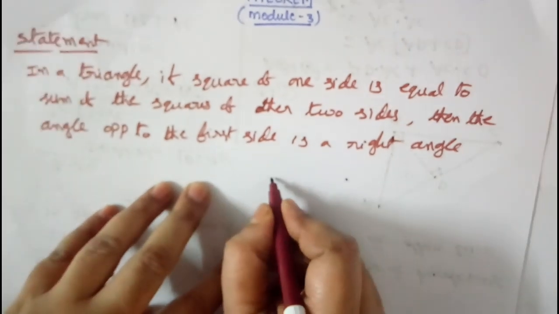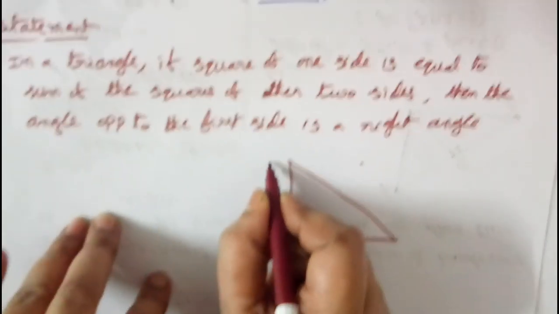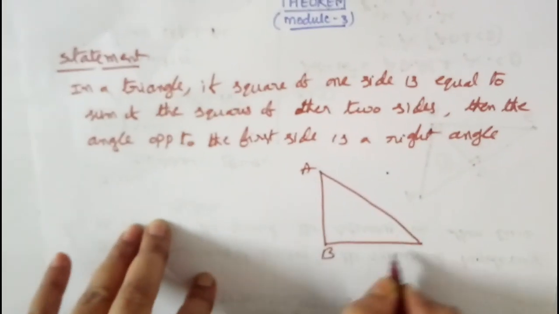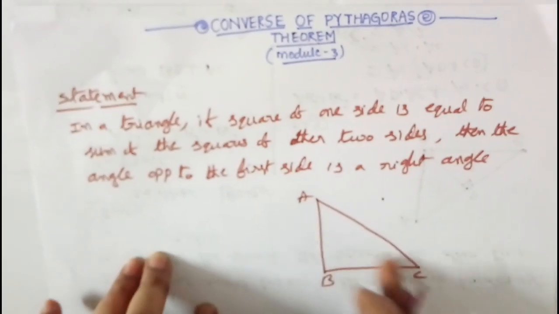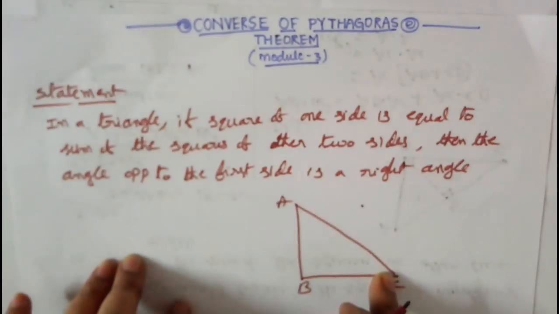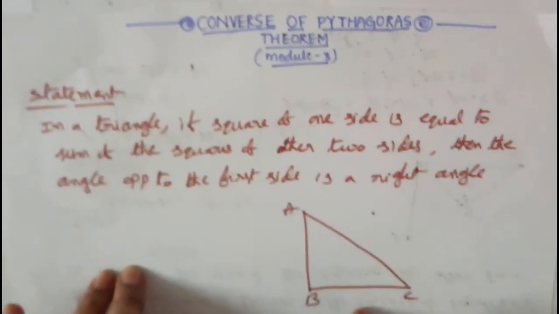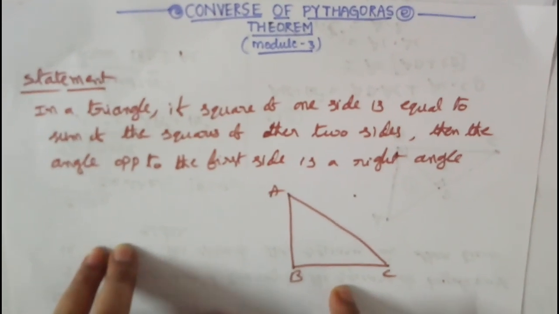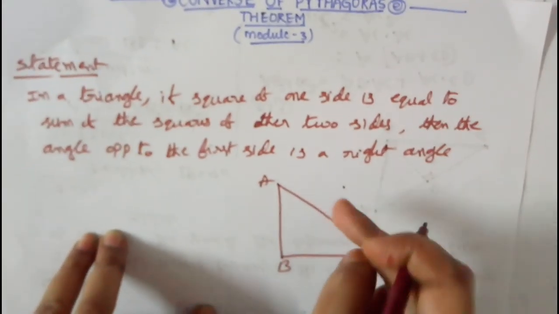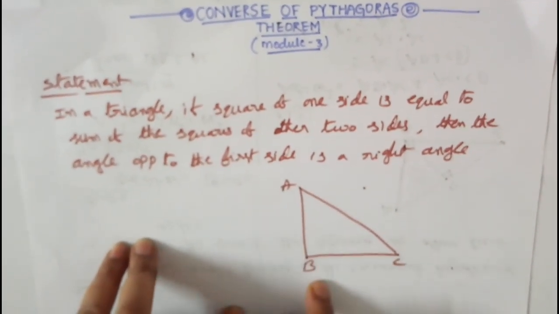So consider a triangle ABC. Square of one side, that means if you consider AC square is equal to the sum of the squares of the other two sides, AC square is equal to AB square plus BC square. Then the angle opposite to the first side. Here what is our first side? AC. So the angle opposite to the first side is angle B, is a right angle. You have to show angle B is 90 degrees.